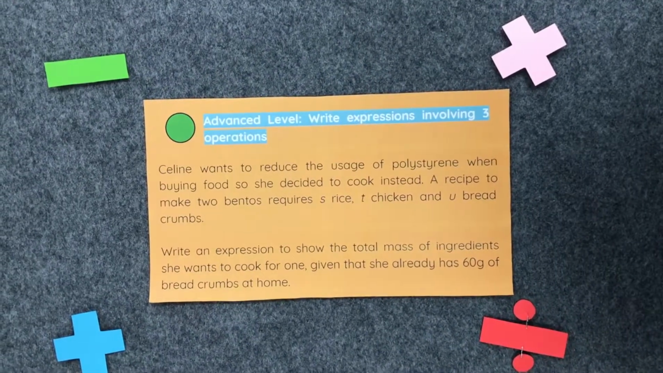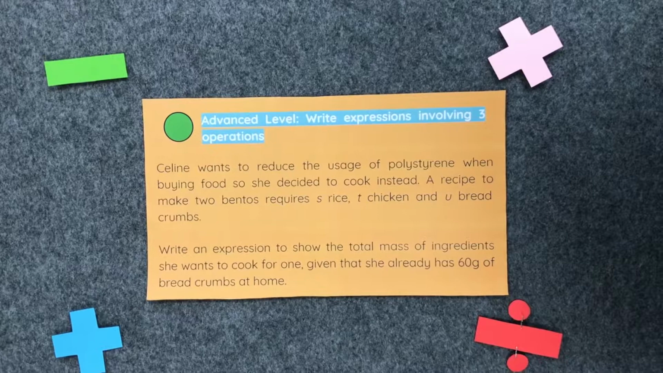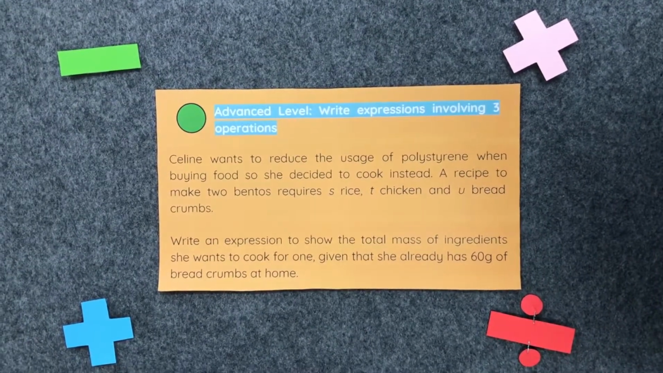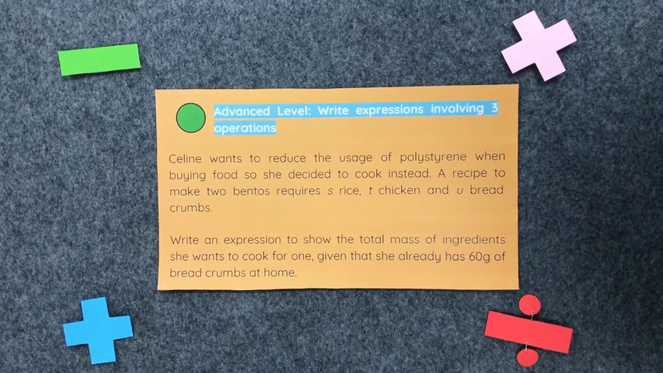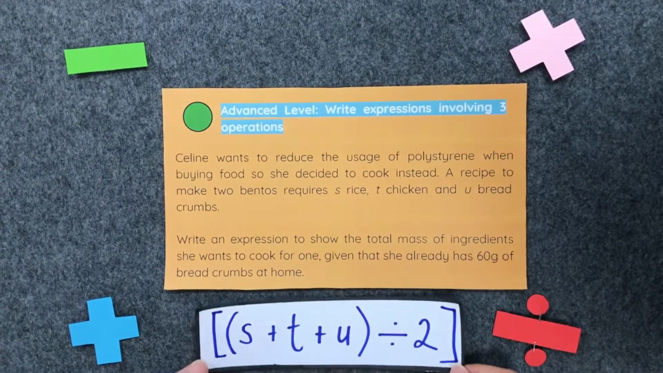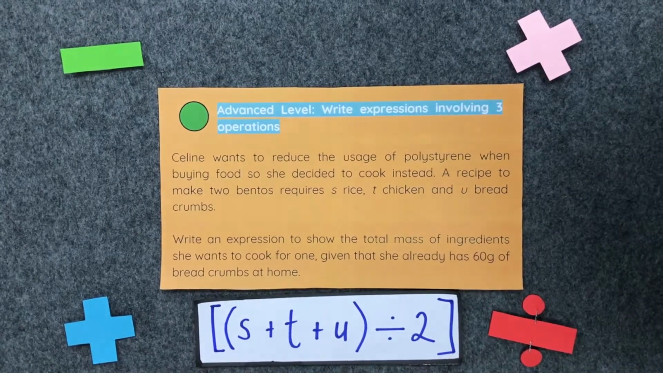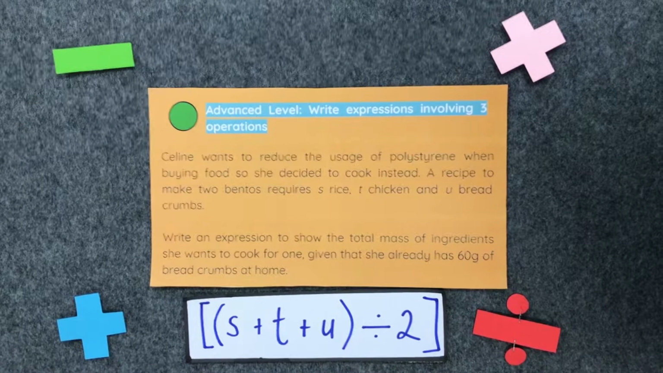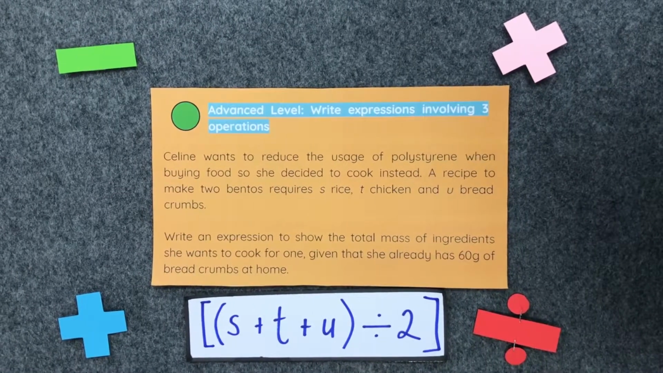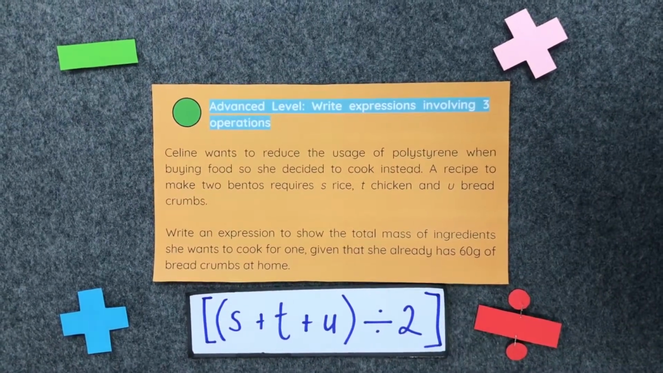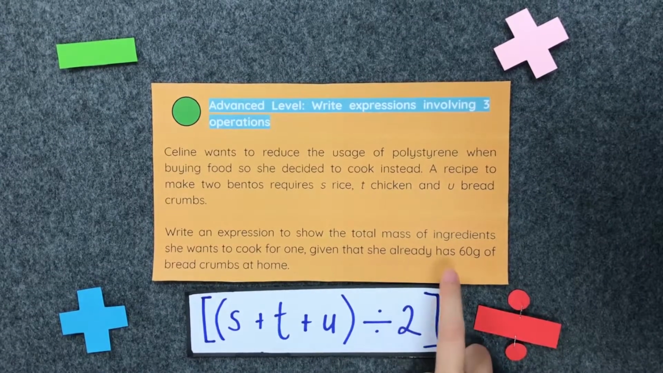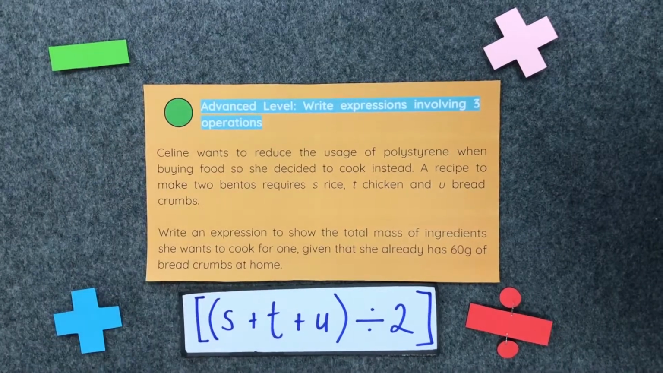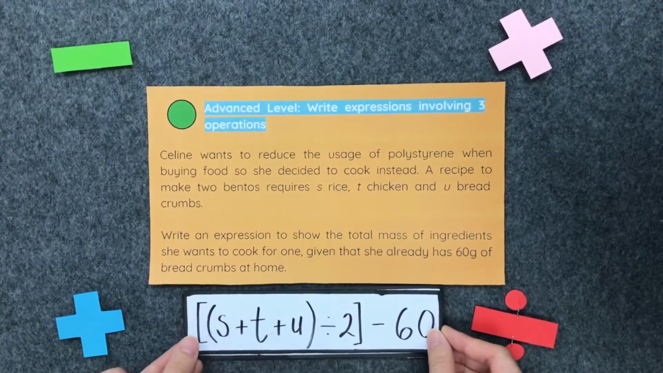Now we have arrived at the advanced level. For students who are advanced learners, they will write expressions involving 3 operations. Now we know that the first step is to add up all the amount of ingredients used for 2 bento and divide by 2. We still have one more operation that students need to do. Make sure that students underline all the keywords in the question. We know that Celine already has 60 grams of breadcrumbs at home. "Already has" is another keyword, and in this case, it represents subtraction. Now the expression will look like this.